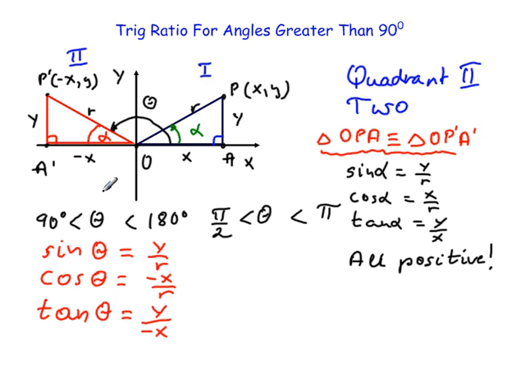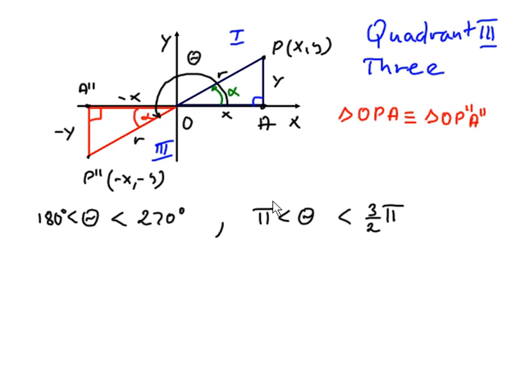So in quadrant number 2, the only positive ratio is sine. So sine is positive. So we're going to mark as positive. This is important for us to remember that. So cosine and tangent are negative ratio. Moving down to quadrant number 3. So our angle theta is defined between positive part of x-axis, so from this point all the way up to here.